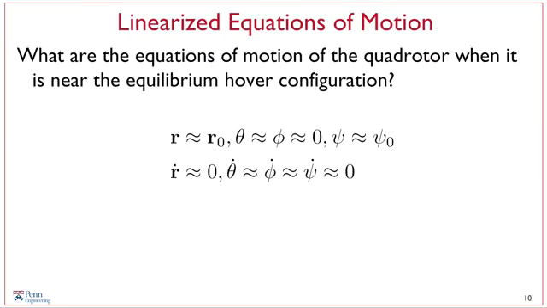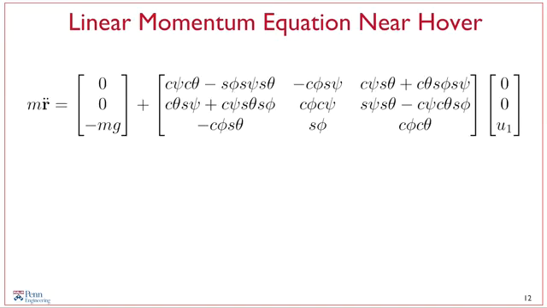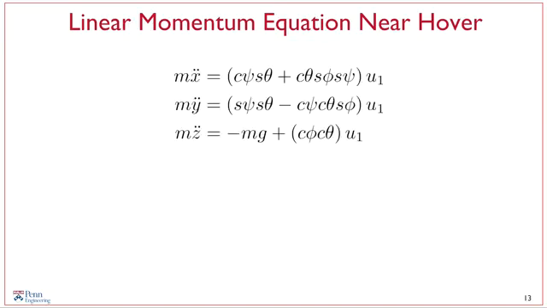Again, we want to use these approximations to help derive simplified versions of the equations of motion that apply when the quadrotor is near the equilibrium hover configuration. First, consider the linear momentum equation. We can explicitly write the rotation matrix in terms of the Euler angles. We can then perform the matrix multiplication to arrive at the following second-order differential equations.